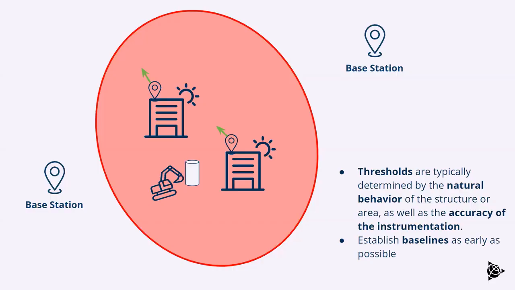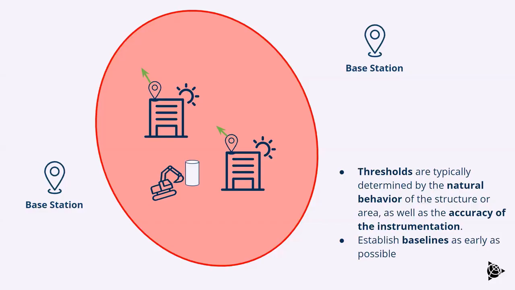But if you need really high precision, you're going to want to think about multiple base stations, those network corrections, high precision antennas, faster tracking receivers, all these different kinds of things. You also want to make sure you set up your baselines as early as possible. Baselines are those measurements we have before all that outside influence starts. And again, it just helps you understand that natural movement.